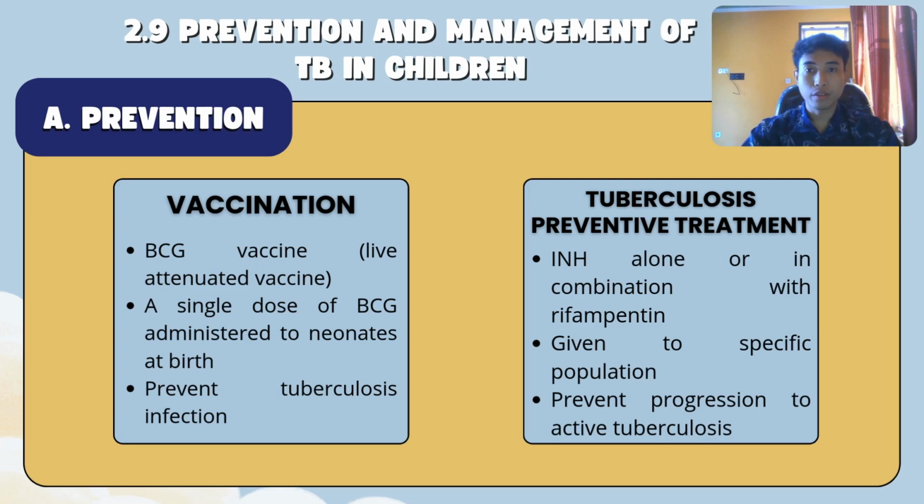This time I will explain about the prevention of tuberculosis, or TB, in children. There are many preventions that can be done. The first one is vaccination. Vaccination is very important as it can give protection against TB infection in children. The vaccine that is used is called the BCG vaccine, which is given to newborn neonates.